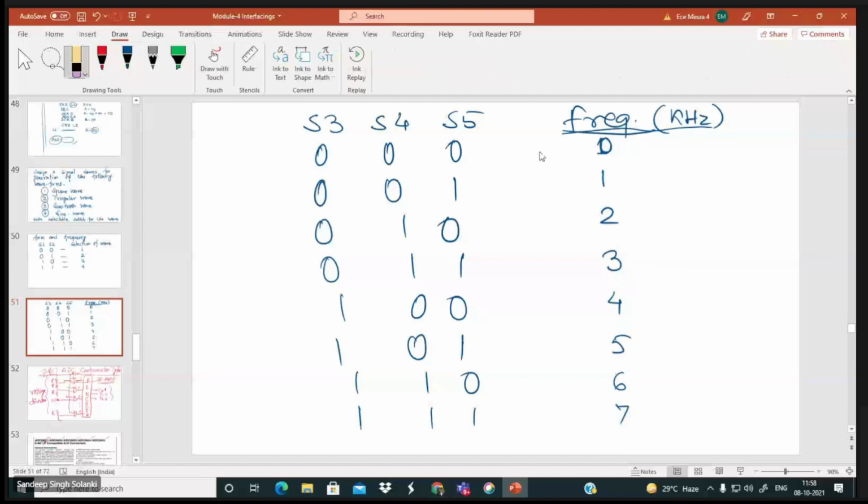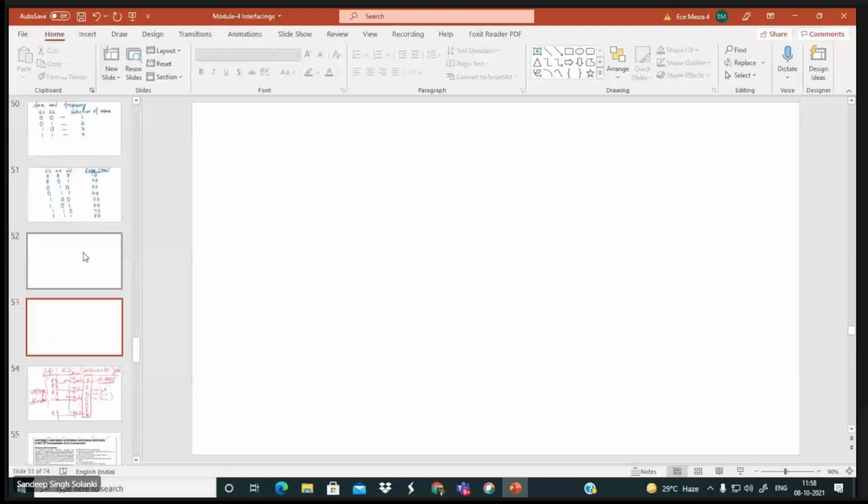And hint: use the DAC and switches and toggle switches. Okay.